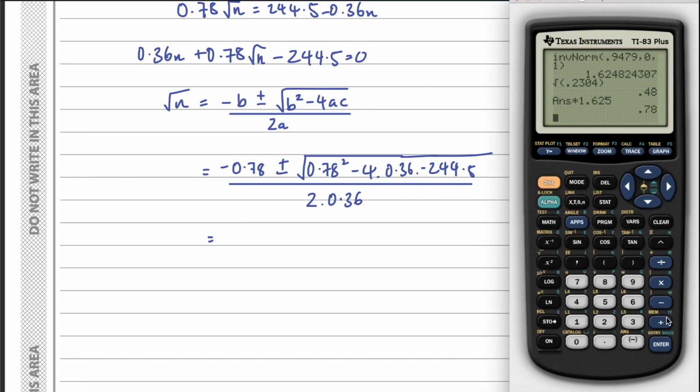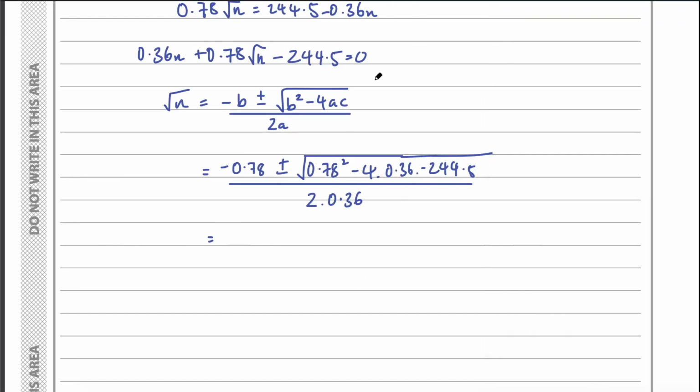So we'll have negative 0.78. Let's do the plus first. The square root of 0.78 squared, take 4 times 0.36 times negative 244.5. And I might just work that out first and then divide by 2 times 0.36, and I get 25. So a positive 25 there for the square root of n.